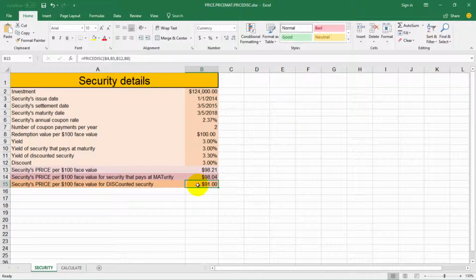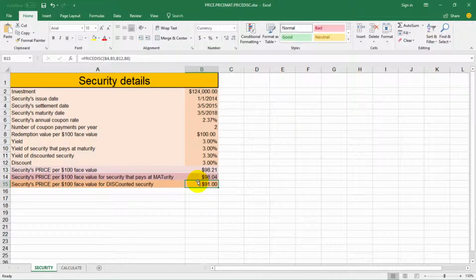In the current worksheet, you can see the details of a security. We have our initial investment, the issue date, which is the date the security was issued, the settlement date, which is the date after the issue date when the security is traded to the buyer, and the maturity date, which is the date when the security expires. We can see we have already calculated the prices in cells B13 to B15.